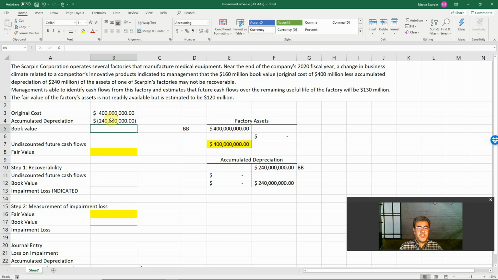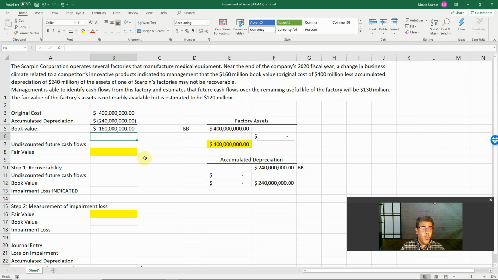Less accumulated depreciation 140, so our book value here is 160. So our T accounts: beginning balance factory assets 400, accumulated depreciation 240. Okay, and it may not be recoverable. So let's test it. Management is able to identify cash flow from this factory and estimate the future cash flow over the remaining useful life of the factory will be 130 million.